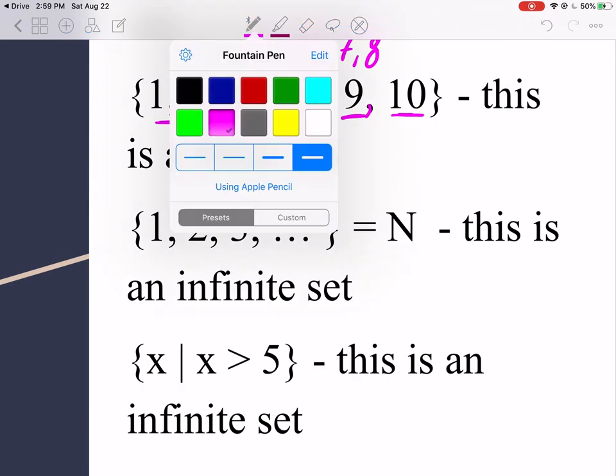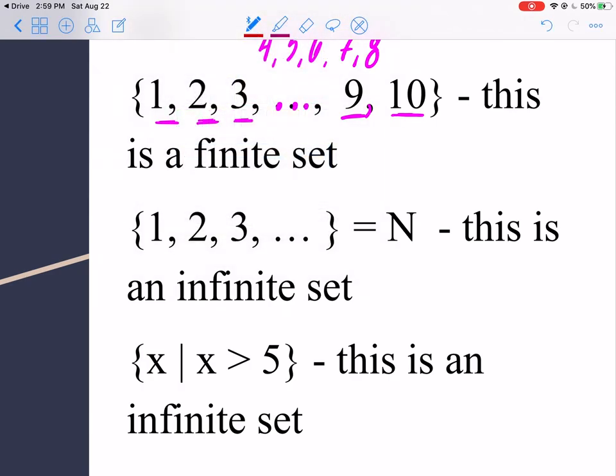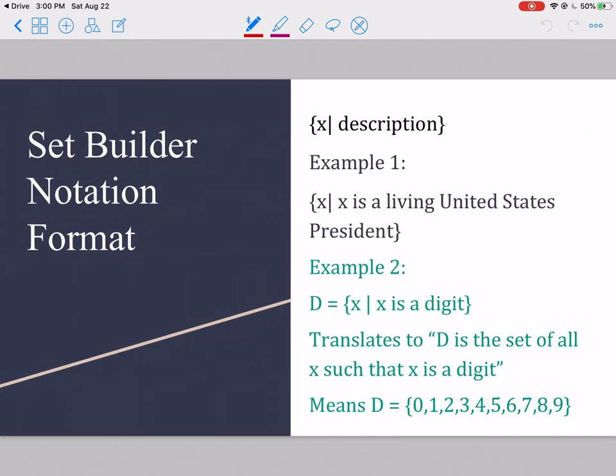Now this one, on the other hand, is an infinite set because it's 1, 2, 3, dot, dot, dot, meaning it goes on forever and ever and ever. You continue to count the whole numbers, 3, 4, 5, 6, 7, 8, etc. Also, an infinite set right here is the set of all x values, such that x is greater than 5. Well, there are an infinite number of numbers that are greater than 5. 6, 7, 8, 9, 10, and all those whole numbers, but also all the decimals, 5.1, 5.012, 5.12567, etc. Okay, so that goes on forever and ever.